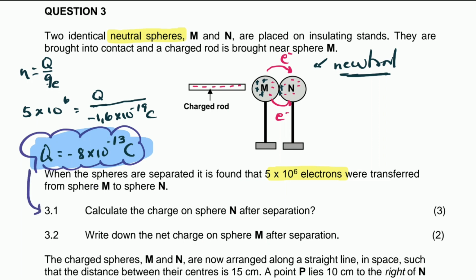Now question 3.2, write down the net charge on sphere M. Now note, electrons were transferred from M to N. They were touching each other. This is conservation of charge. So the total charge must stay constant. Initially the total charge was 0 and the electrons were transferred. So the total final charge of the system must also be 0. So the charge on M is going to be exactly the same but positive, 8 times 10 to the negative 13 coulombs. And that is the answer for question 3.2.